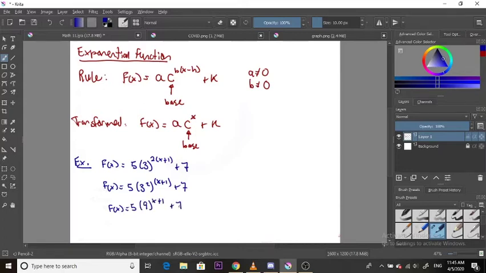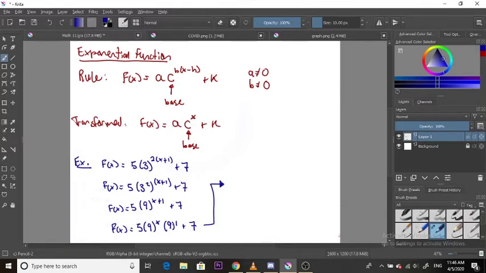So we have 9 to the exponent of x plus 1, plus 7. Now, what we're going to do is distribute this with the 9. So we're going to have 5 times 9 to the power of x times 9 to the power of 1, plus 7. Bring this up here because I'm running out of room. Now, this we can't really multiply with anything, so this is going to be our c and our x. So your c becomes 9 and your x is just x.